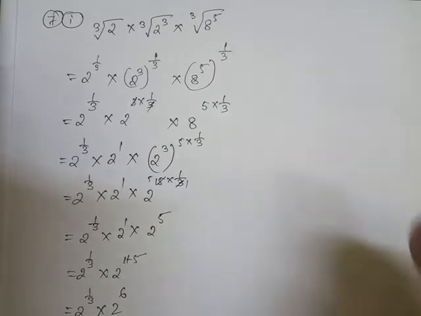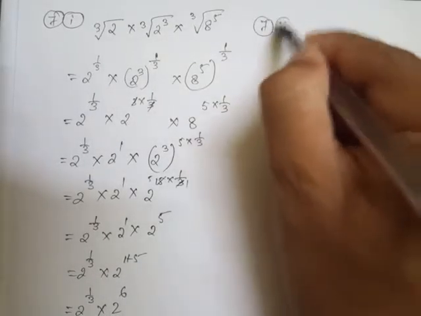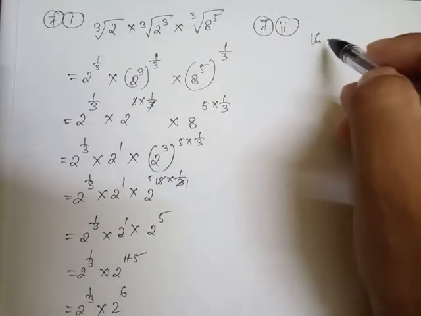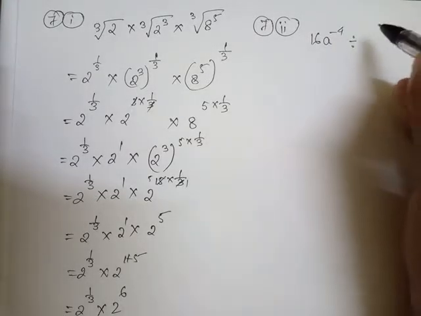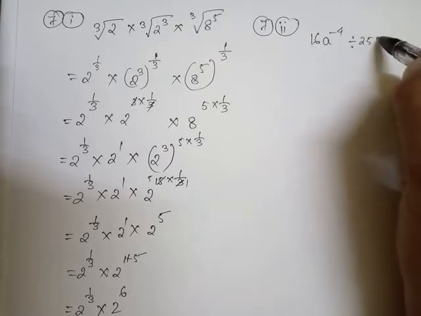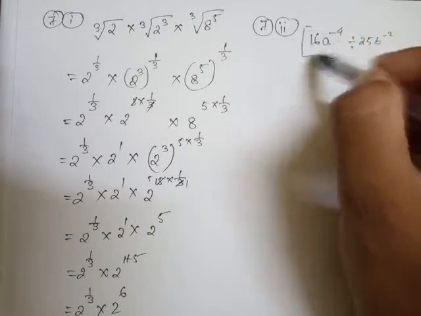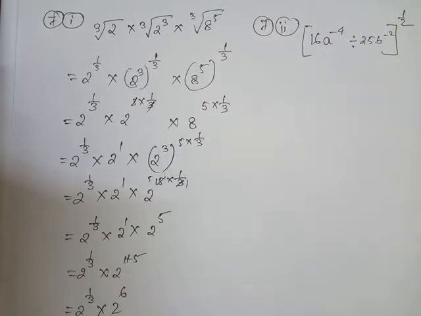Now students, we are going to solve 7 Roman 2, the next one. The question is: 16 a to the power minus 4 divided by 25 b to the power minus 2, whole thing to the power half. Now let's have a look at how to solve this 7 Roman 2.